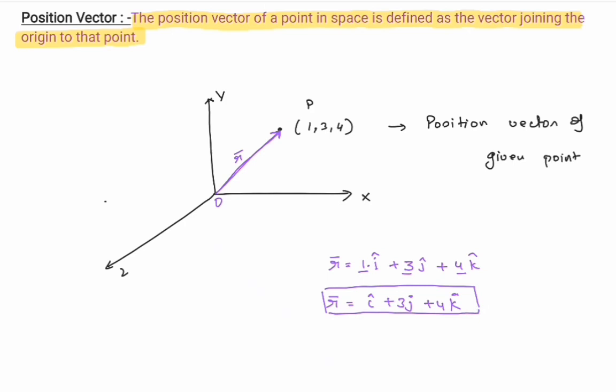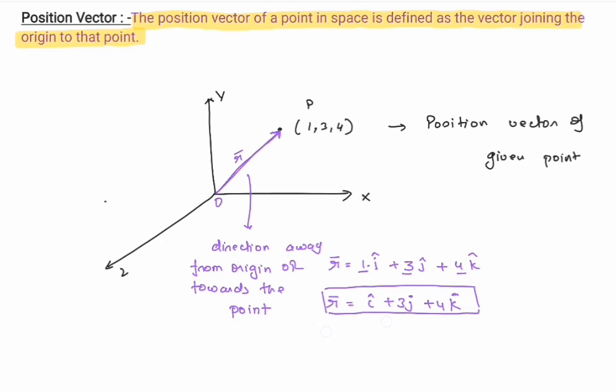And always remember the direction of the position vector: it is away from the origin, or you can say towards the point. This is the position vector of the given point.